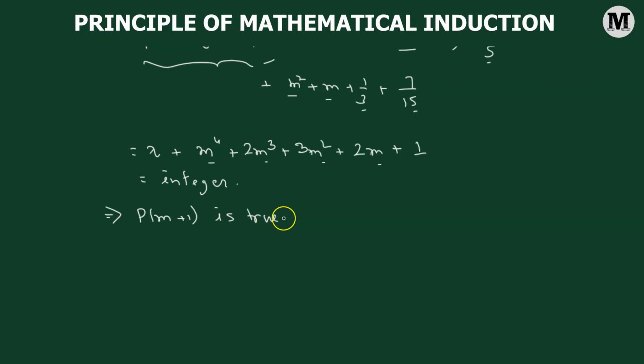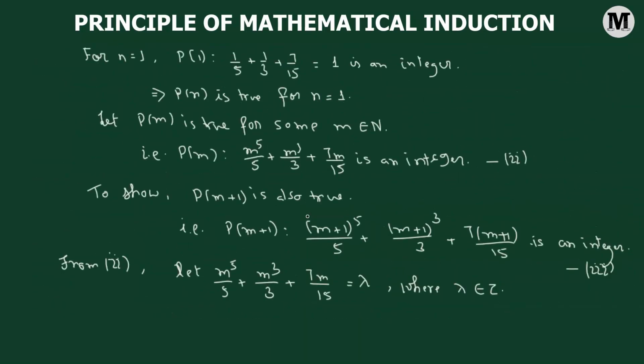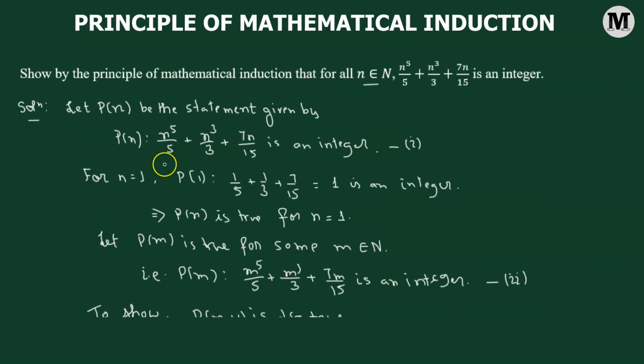If this is true, then we can generalize and finally say that the original statement p of n, by the principle of mathematical induction, is going to be true for all values of n belonging to the set of natural numbers. That means for any natural number that we pick, the statement p of n is going to be true, where p of n is given by this statement: n raised to the power 5 over 5 plus n cubed over 3 plus 7 over 15 is an integer.